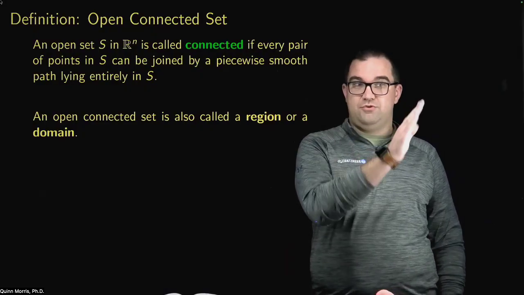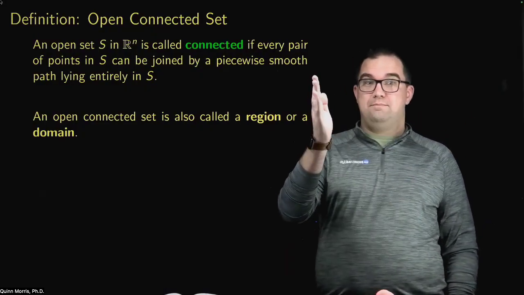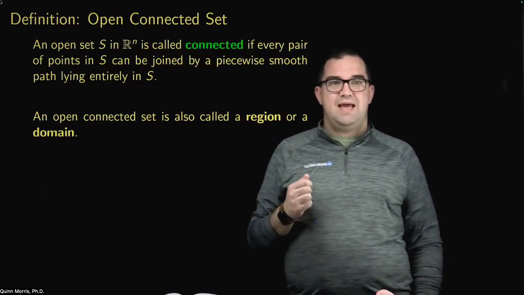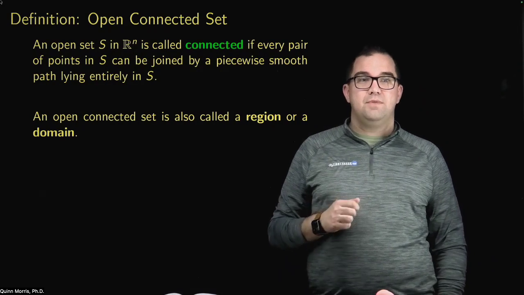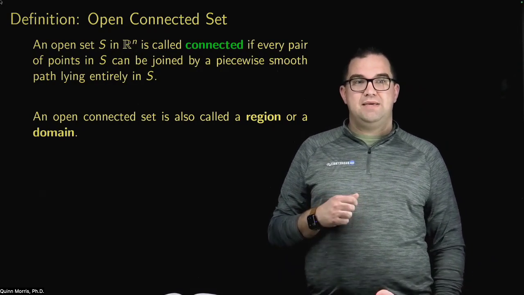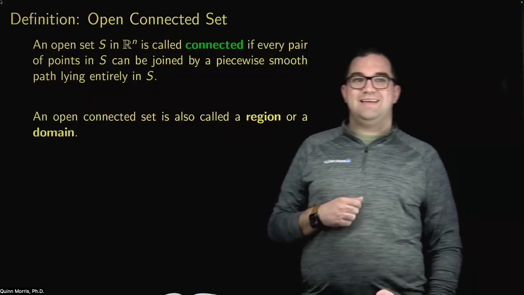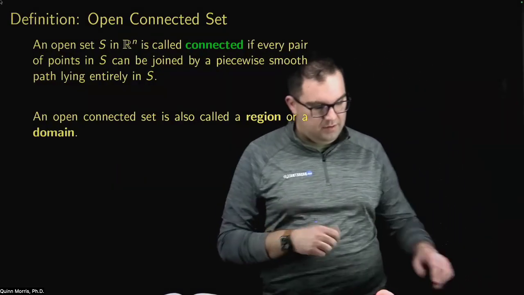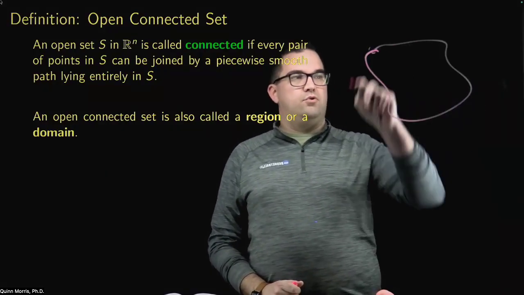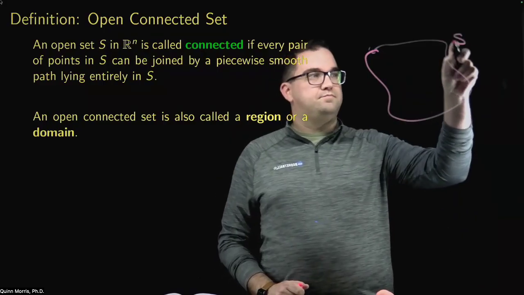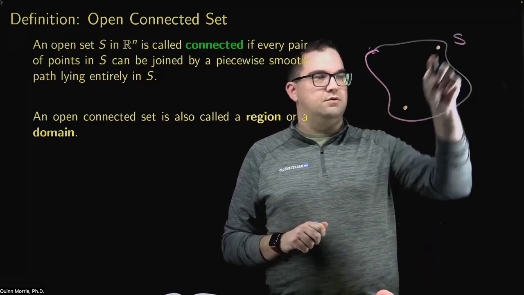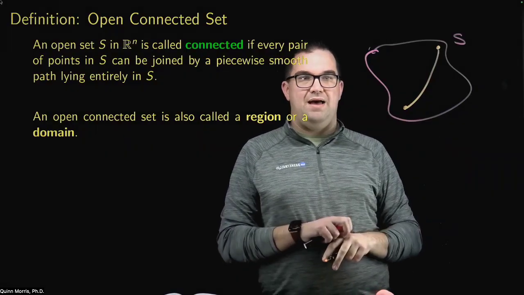I just want you to understand that if you take a topology course, this will not be the definition of connected. But we say that an open set S in Rn is connected if every pair of points in S can be joined by a piecewise smooth path lying entirely in S. That's an example: if you think of a normal blob in Rn, it is connected because if I take any 2 points, I can always connect them with some path.